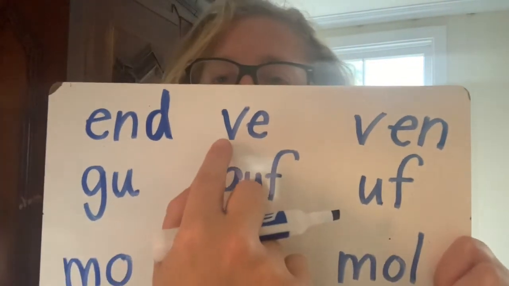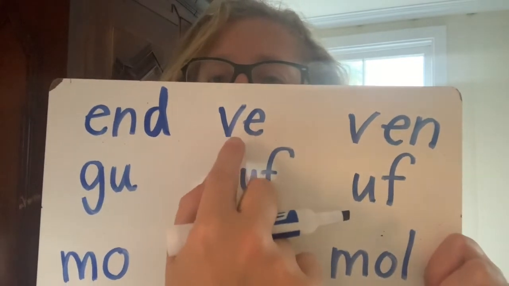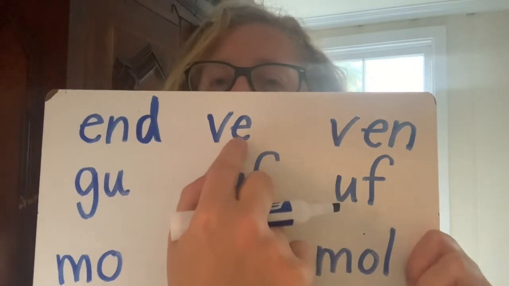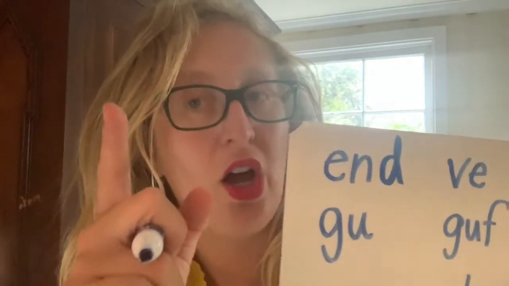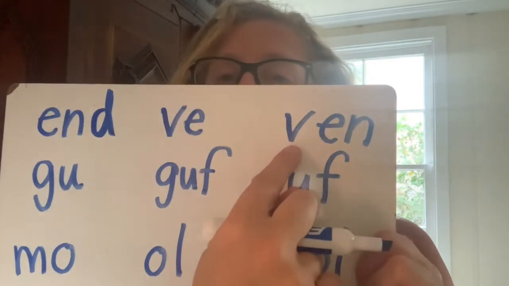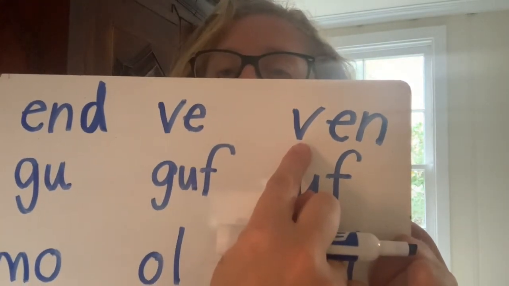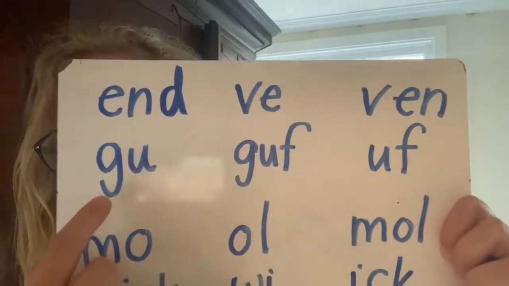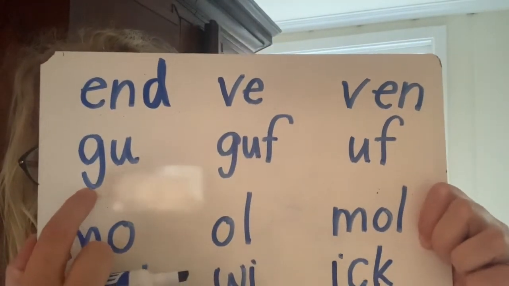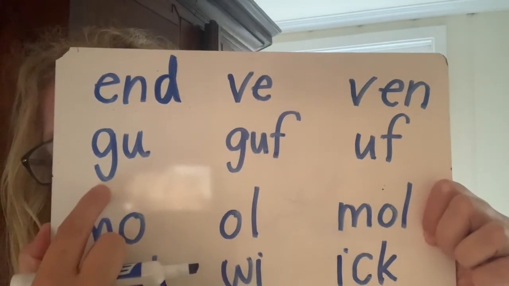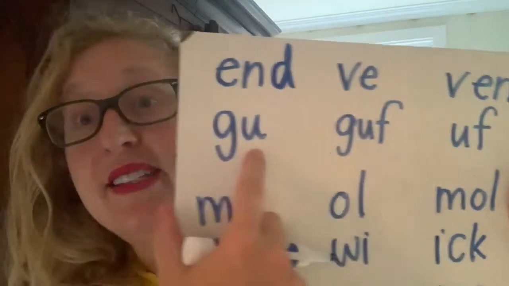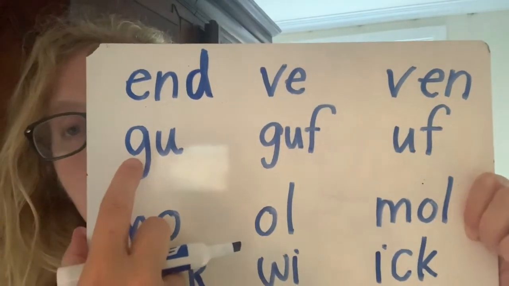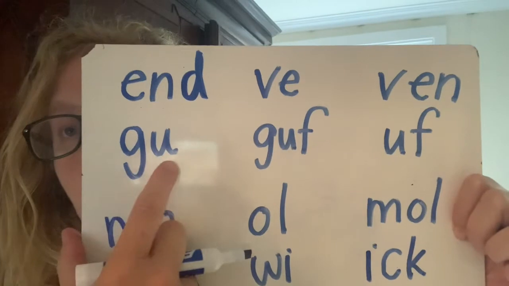Okay, think, sound, read, V. When the vowel's at the end, it's long. That's another rule. Think, sound, read, ven. Think, sound, read. Now, where's the vowel? It's at the end. What's the rule? Long. Here we go. G, and there's a U, so it's going to be goo.